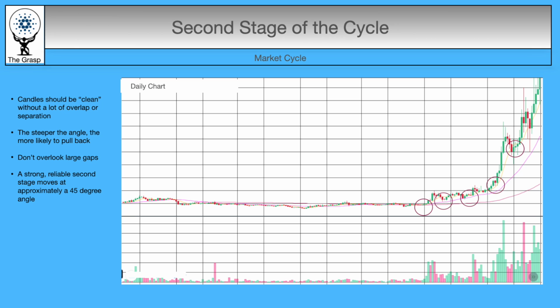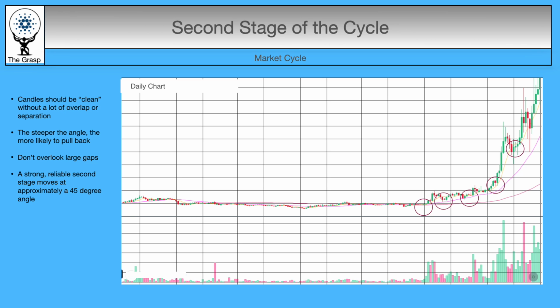Second stages are easy to identify. Everyone knows what that looks like. They're almost always accompanied by a massive increase in volume, and if you happen to miss the entry or the change from a stage 1 to a stage 2, there will be multiple opportunities to get on board throughout the stage 2. Trading aggressively early in this phase leads to maximum profit.